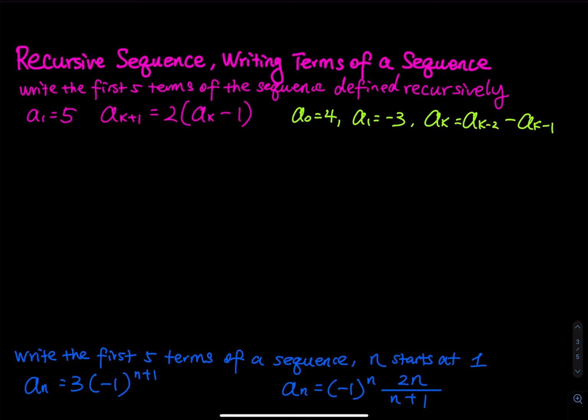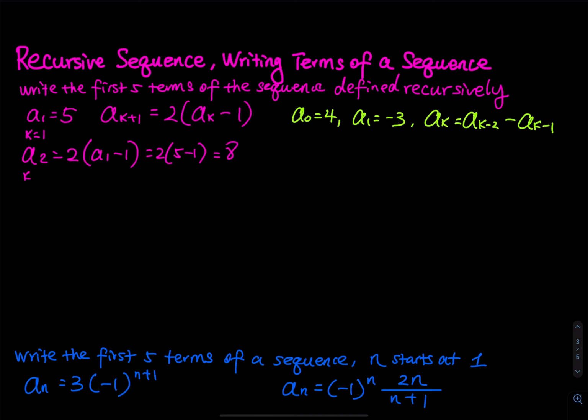So we have a1. Let's do a2. In order to find a2, I have to let k equal 1. So we have a of 1 plus 1, which is equal to a2, and that is 2 times a of 1 minus 1. And then use what is given. I have 2 times 5 minus 1, 2 times 4 is equal to 8.